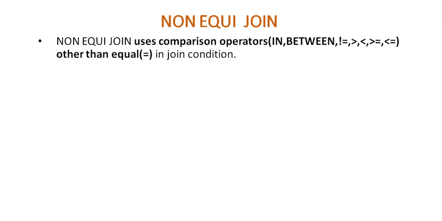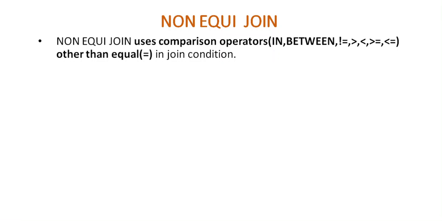Inner join and EQUI join are the same. There we use the equality operator in the condition, but in non-EQUI join we use comparison operators other than equal to. We don't use the equal to operator in the join condition. That's why it is called non-EQUI join. It is the opposite of EQUI join.